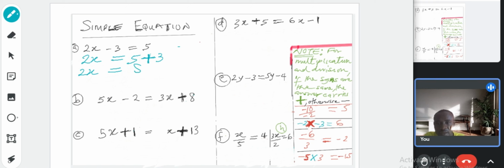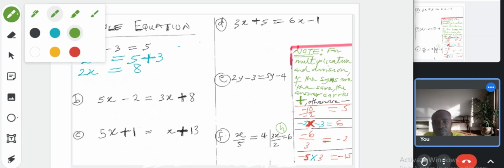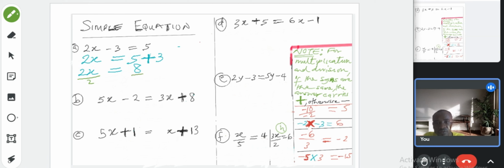2x equals 8. Alright, what do we do next? So we divide both sides by 2. At this point, whatever is attached to x, we divide both sides by it. So I could actually say divided by 2, divided by 2. And that will finally give me x equals 8 divided by 2 is 4, isn't it?